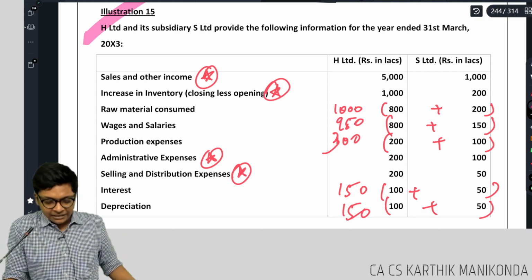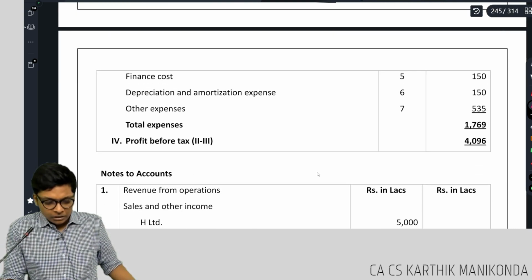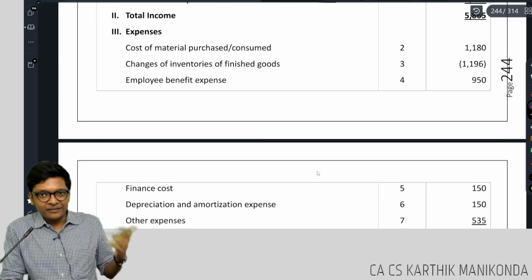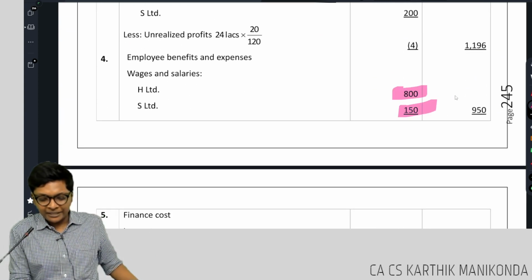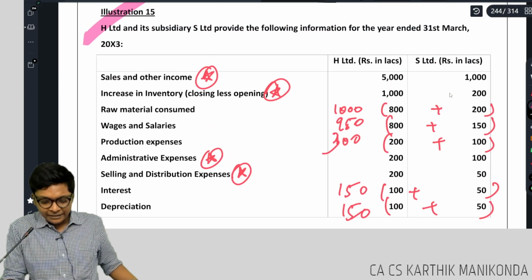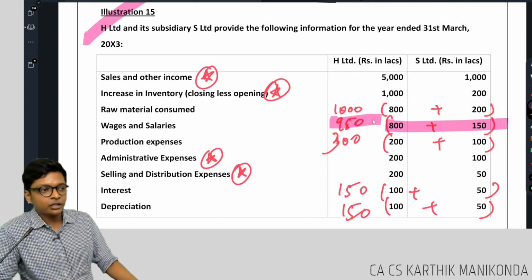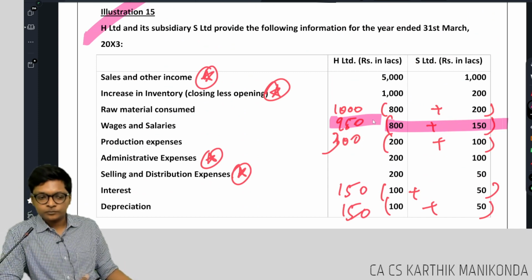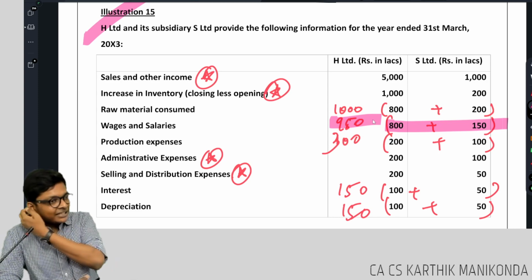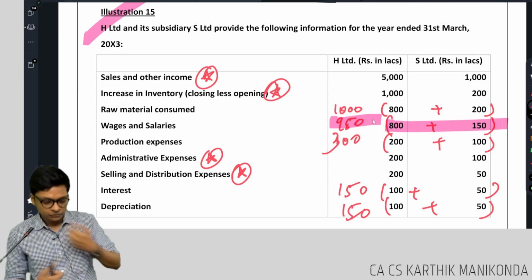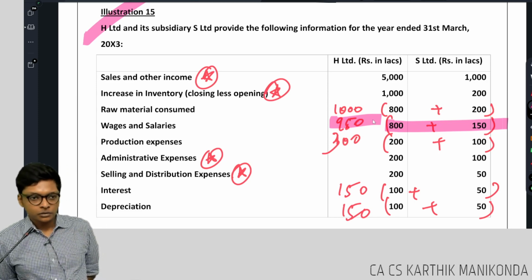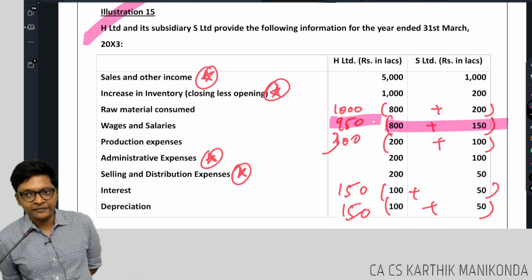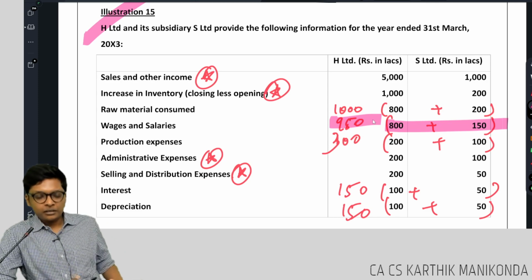Come down, let's check the answer for these things. Schedule 3 format only is followed, guys. Put everything else in notes, sir. So if you see here, for example, employee benefit 800 plus 150, straight away, just like how we added 800 plus 150, we got 950. Are you following, guys? So first you finish the rest. Done, guys. Everybody, hello. Now we have to do the other ones. Admin, selling expense, sales, increase in inventory. Let's do one by one.